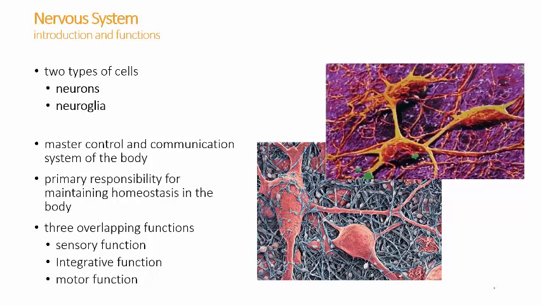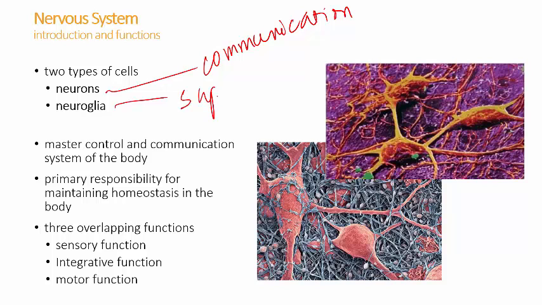So shall we begin? There are 2 types of cells that we find in the nervous system. There are neurons and neuroglia. So 2 types of cells. The neurons are the communicating cells. So these are the ones that do communication. And then the neuroglia are the support cells. They attend to the needs of the neurons, and they do the work of protecting them. So this is all support.